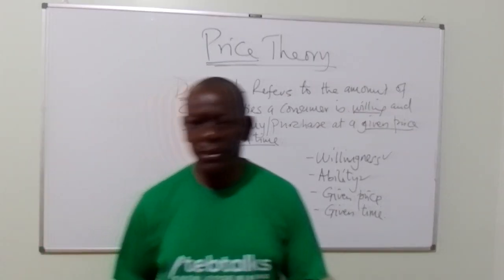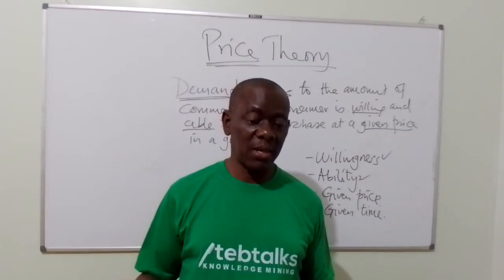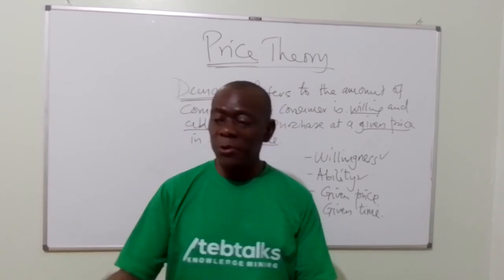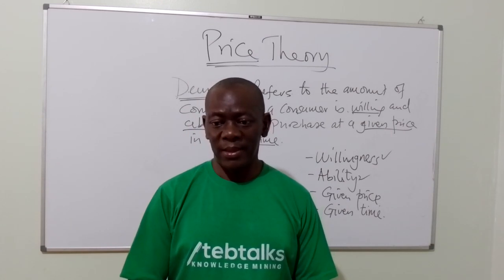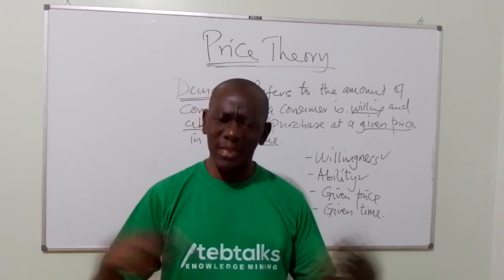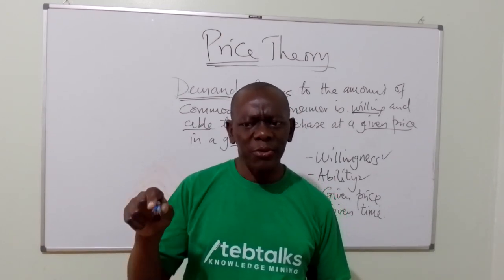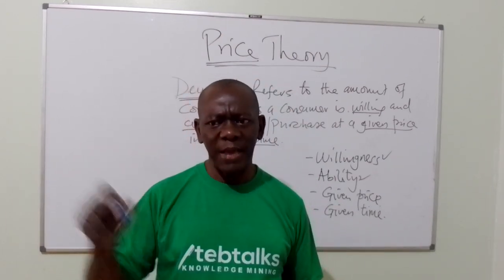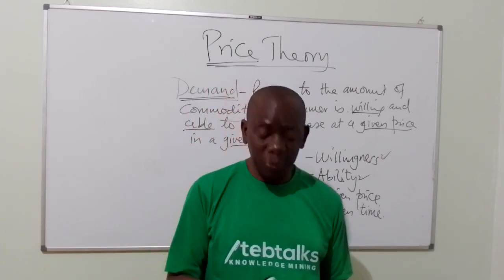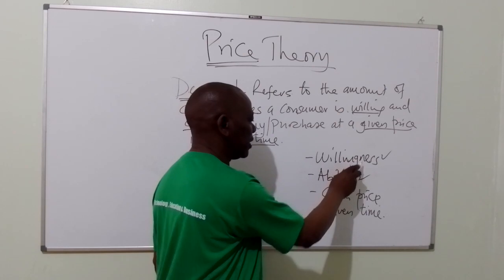If you go to, we have different schools. Some schools, you find that the students are rich. They come from rich families. So, they are willing to buy all these eats at school. As the students, they are willing to buy the books, the pens, and so on, and eats. But the question is, in that school, are the students able? Do they have the ability? In other words, do they have the money to buy this, to effect their willingness? So, when we're talking about demand, we say, willingness and ability.